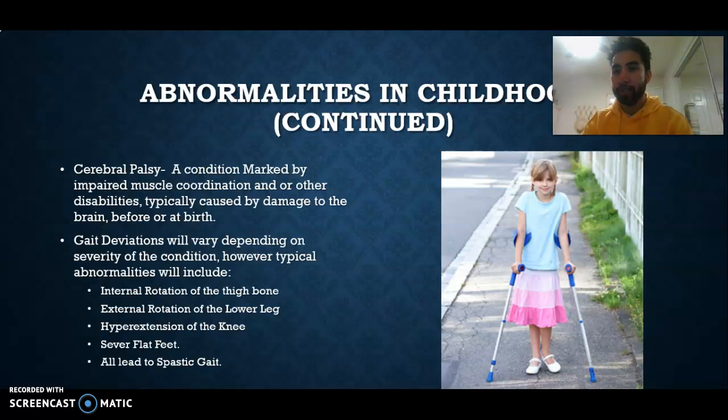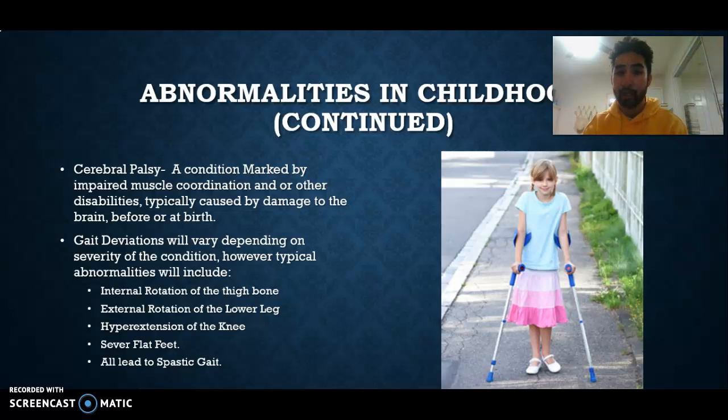Abnormalities in childhood continued. Another abnormality of gait that kids tend to have congenitally is cerebral palsy. Cerebral palsy is a condition marked by impaired muscle coordination or other disabilities, typically caused by damage to the brain before or at birth. Gait deviations will vary depending on the severity of the condition.